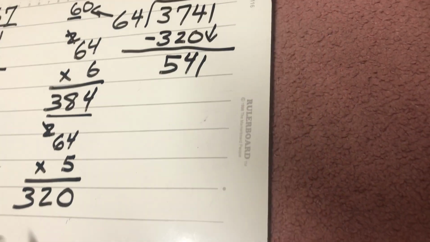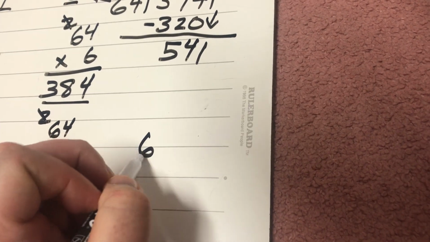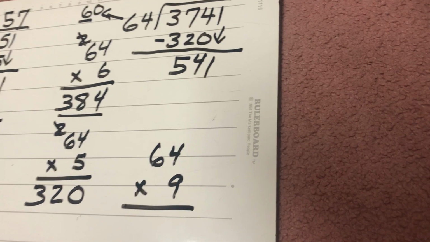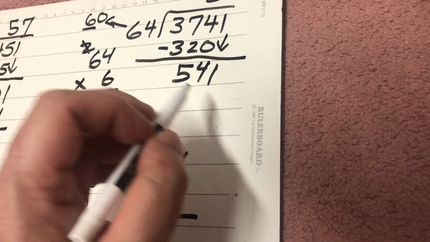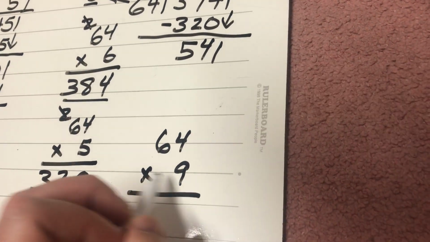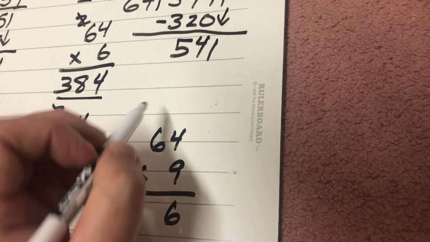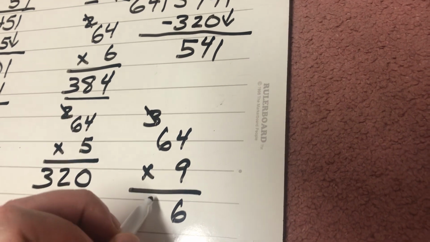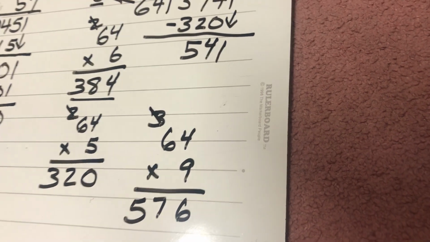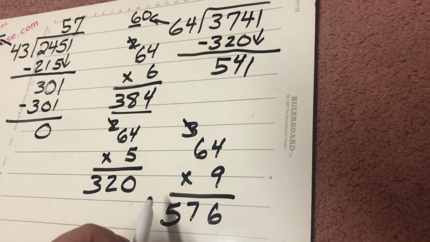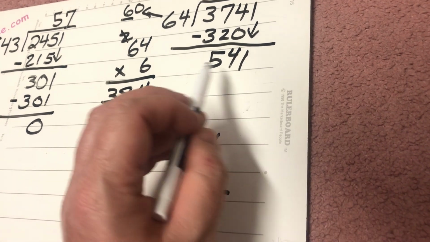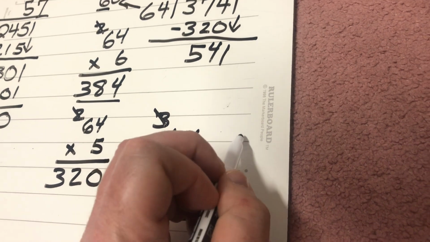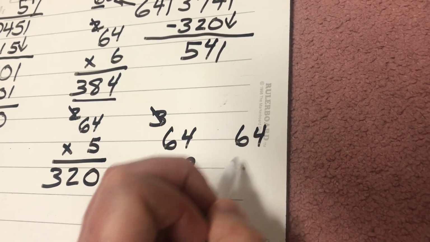So the first thing I'm going to try is 64 times 9. Well, because I know that 6 times 9 is 54, so I'm going to try 9. 9 times 4 is 36. Put the 6 down, carry the 3. 9 times 6 is 54, plus the 3 is 57. I see that's not going to work because 576 is clearly bigger than 541. So if 9 is too big, I want to try 8, so I'm going to come over here.